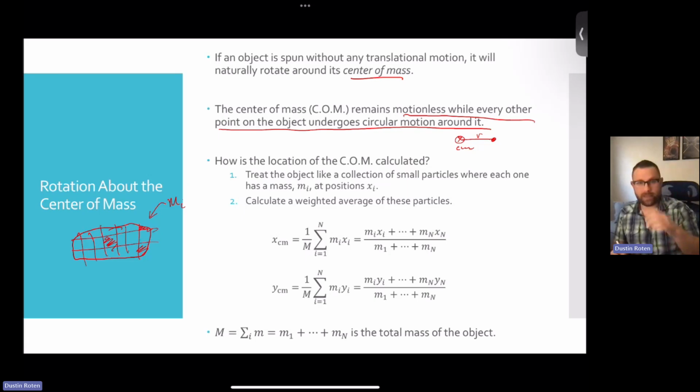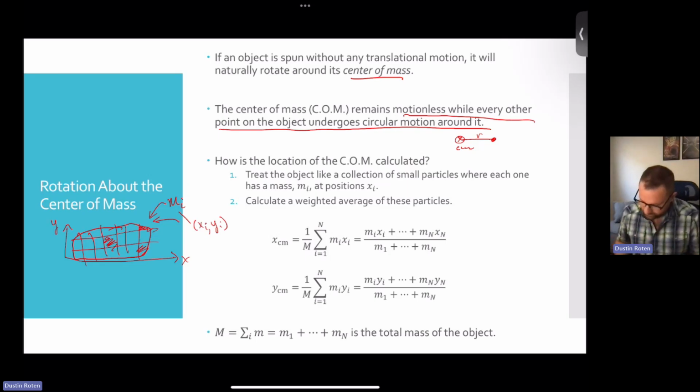They all have some sort of mass m sub i, and they all have positions. Even this point here, if we were to slap a coordinate system on this, this mass m sub i would also have a position at x sub i and y sub i. So every single one of these points on this object will have some sort of tiny mass associated with it, and it'll have an xy position. Okay, so here's our random mass that we want to calculate the center of mass of.